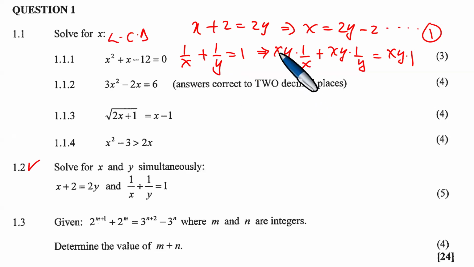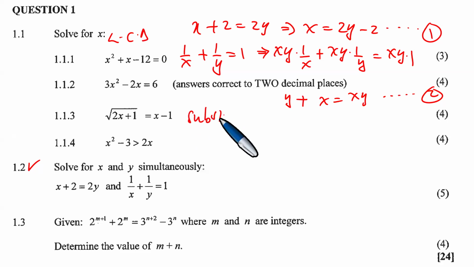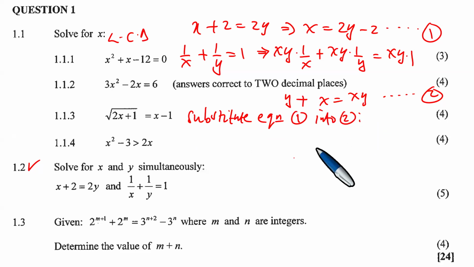Therefore, x cancels x, because this x is in the numerator, giving us a y. Plus here, y cancels, giving us an x, and this equals xy. Call this one the second equation. What you do is you substitute equation 1 into the second equation.